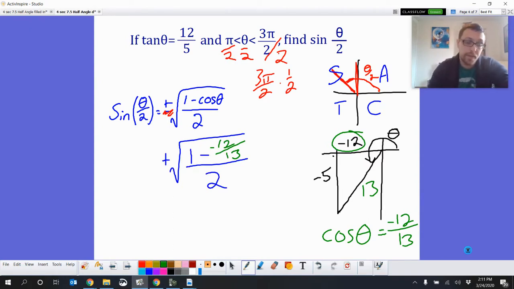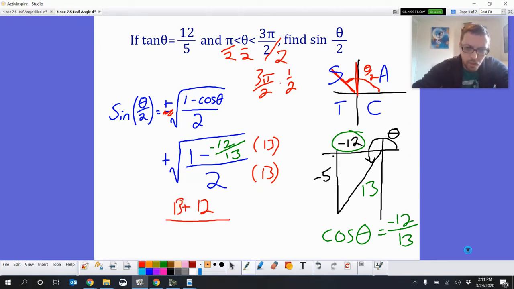And now I just want to simplify that. So to simplify it, I'm going to multiply top and bottom by 13, get rid of that fraction inside of this radical. So I've got 1, I'm not going to write the plus anymore, plus 12, right? Yeah, 1 plus 12. Oh, no, 13 plus 12, excuse me. Forgot to distribute. Over 26. And this is all still getting square rooted. So we get the square root of 25 in the numerator, so that's 5, over the square root of 26.